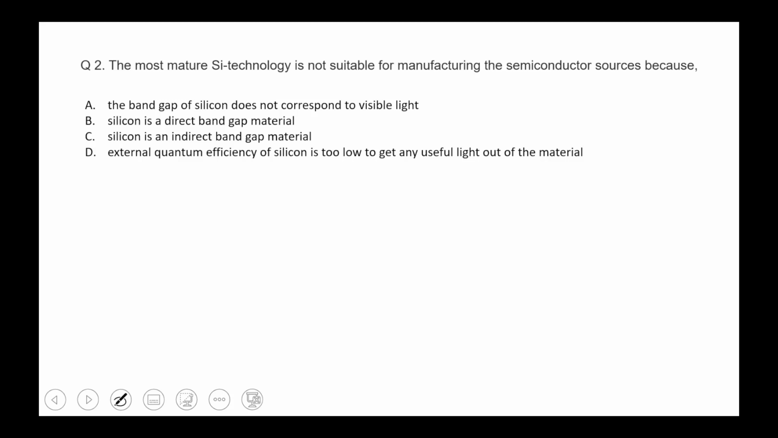Can you use silicon as a photo detector? Yes. So which wavelength, which light spectrum will be detected by this silicon?